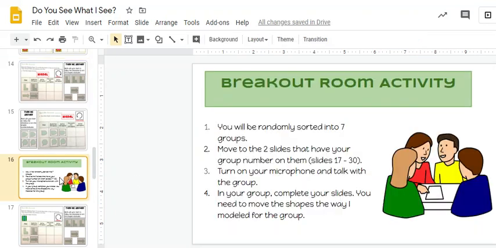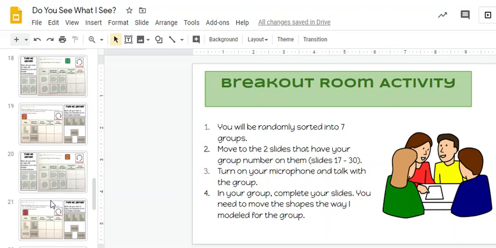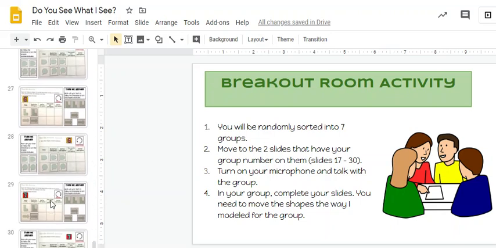So again, you will be randomly sorted into 7 groups and you'll move to the 2 slides that have your group number on them, 17 through 30. Turn on your microphone and talk with your group, and in your group complete your slides. You need to move the shapes the way I modeled for the group. So we will obviously be doing that when we have our live session.